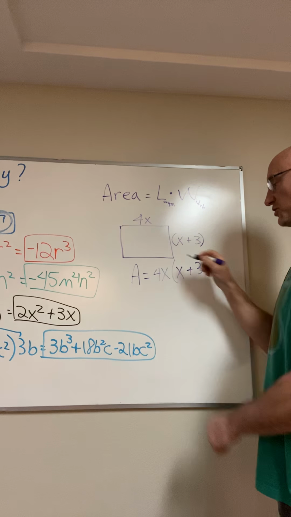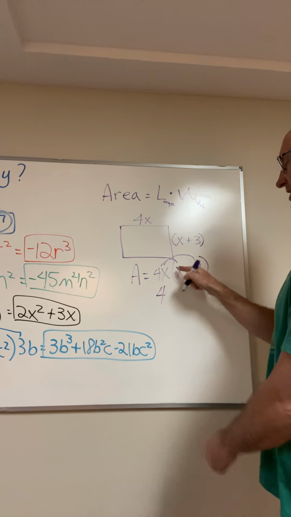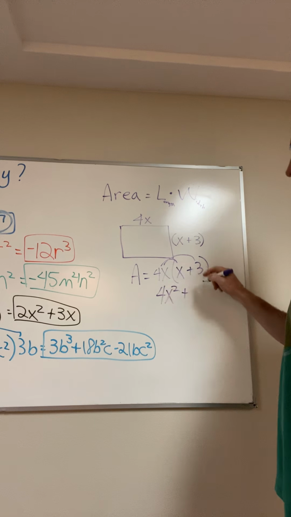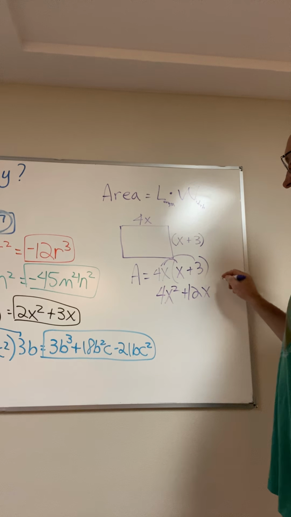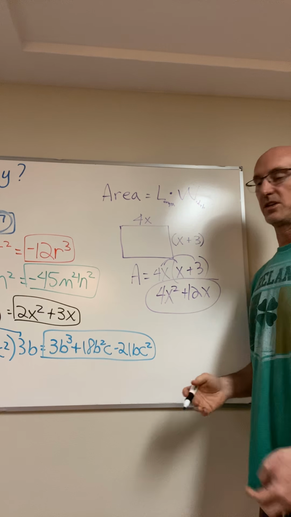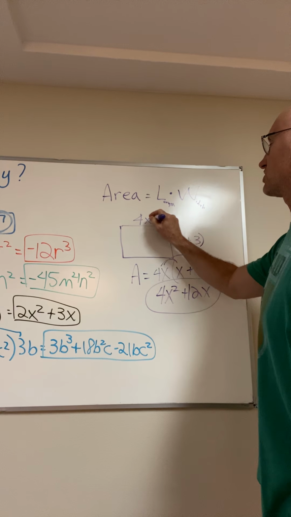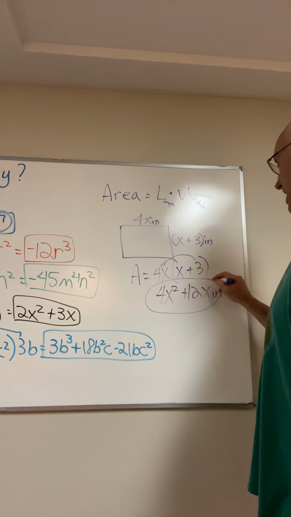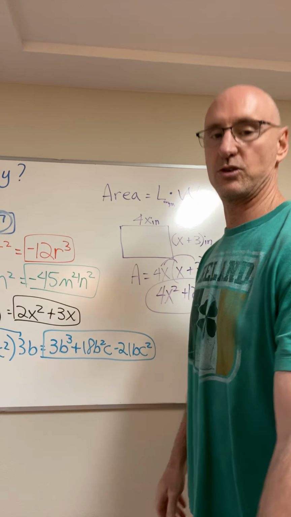And now you're just distributing, okay? 4 times 1 is 4, x times x, x squared. And then carry it over to the next one, 4 times 3 is 12. X didn't multiply times anything, so the area would be 4x squared plus 12x. It's not going to be just like 27. And then if this was inches and this was inches, then this would be inches squared, because it's an area problem. It's a two-dimensional measurement.